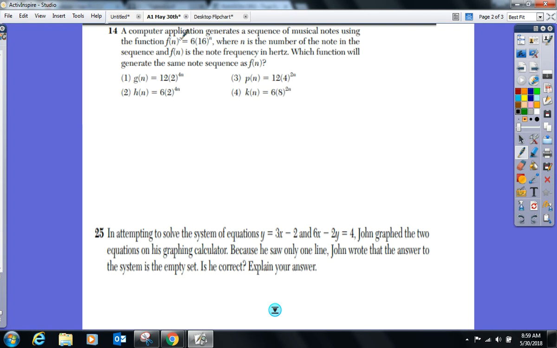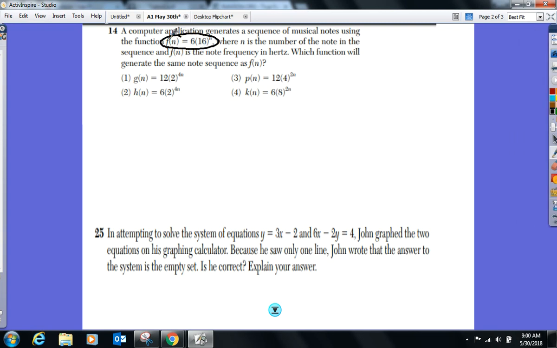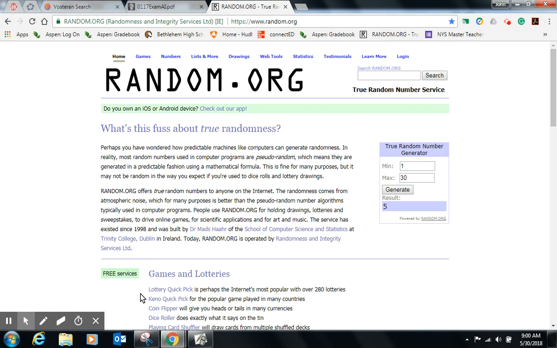They give me this original function. Which one of these 4 are going to generate the same sequence of notes as 6 times 16 to the n? Trying to prove a point with today's problems I've picked. What can I do to figure out which one of these 4 will produce the same amount of note sequence as that original one there? Thoughts on how I can do that one here?